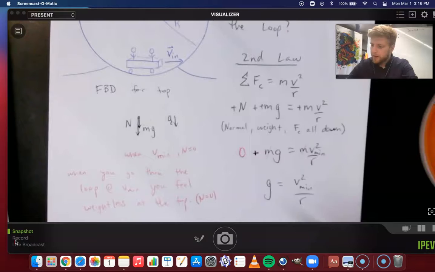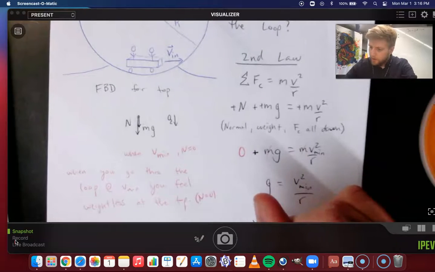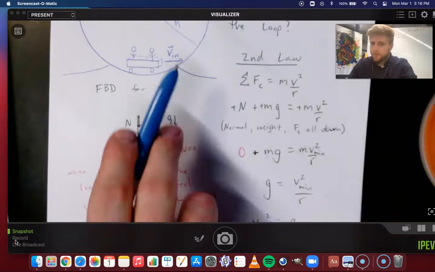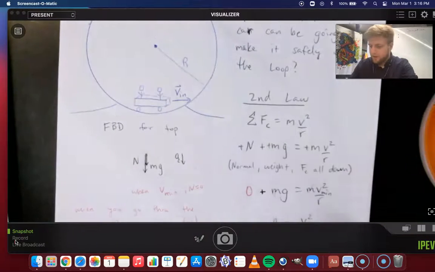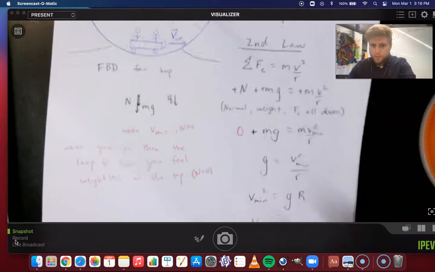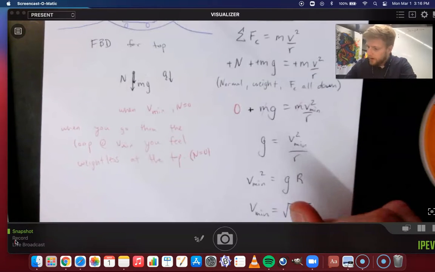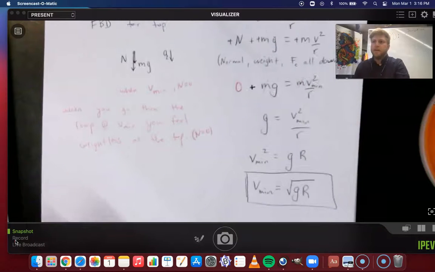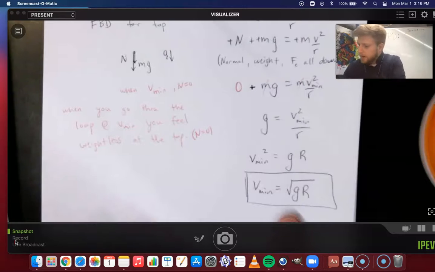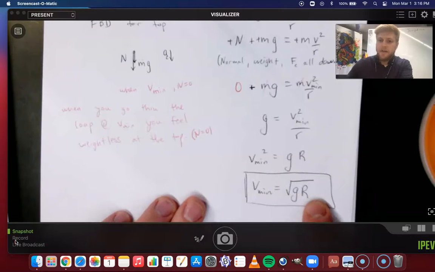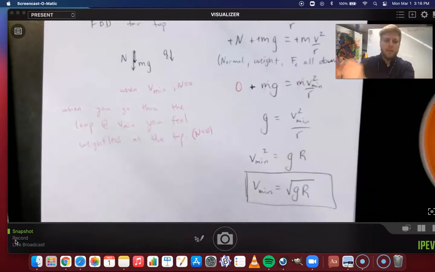Now if we multiply both sides by r, I'm going to swap them as well. So we'll have v min squared is equal to g. I'm going to switch this for a capital R since we've got a capital R in our drawing, why not? And then finally we have v min is equal to the square root of g times R. So interestingly, the only two things that matter when we want to know how to get through the loop is what planet we're on, what's g, and the size of the loop. That determines the minimum speed.